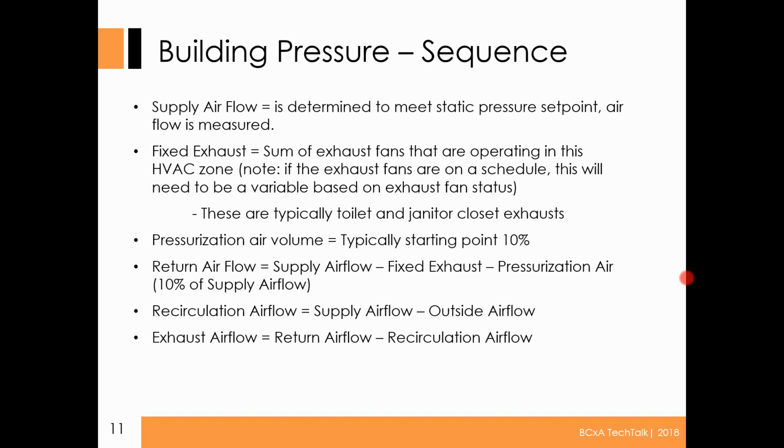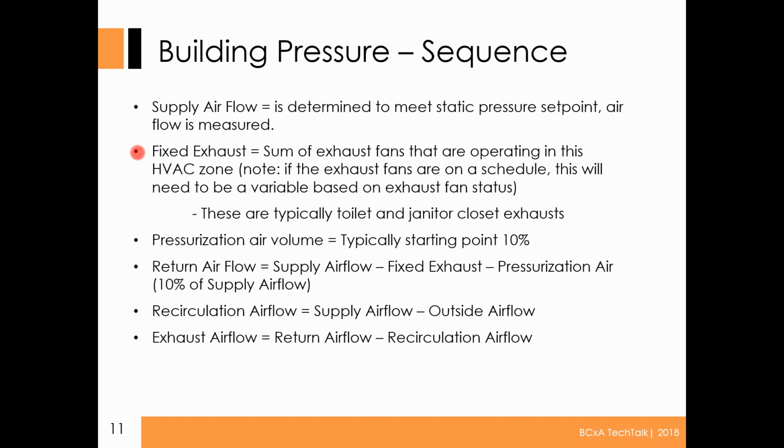This is what the written out sequence would start to look at and the way the process would run. So supply air flow is going to be, as always, determined by the amount of static needed to achieve the set point for all the VAV boxes. Fixed exhaust. Now, fixed exhaust is important here. I'm going to pause. It's not all the toilets and all the janitor's closets and all the other things that are exhausting in your building. It's the fixed exhaust for that HVAC zone.